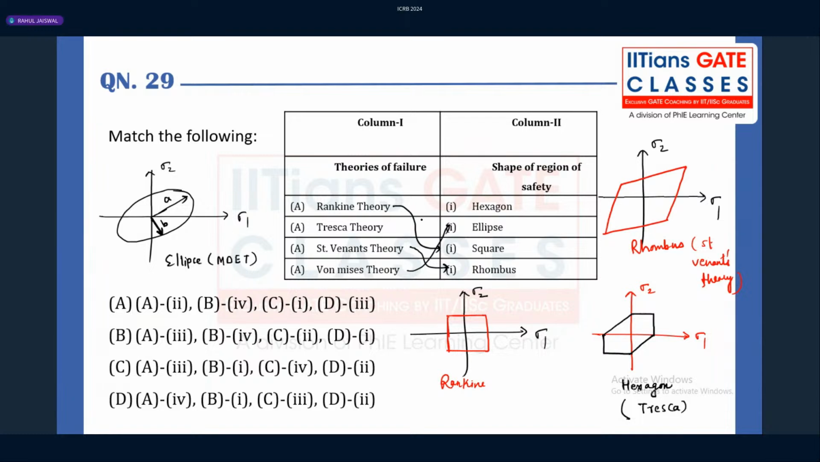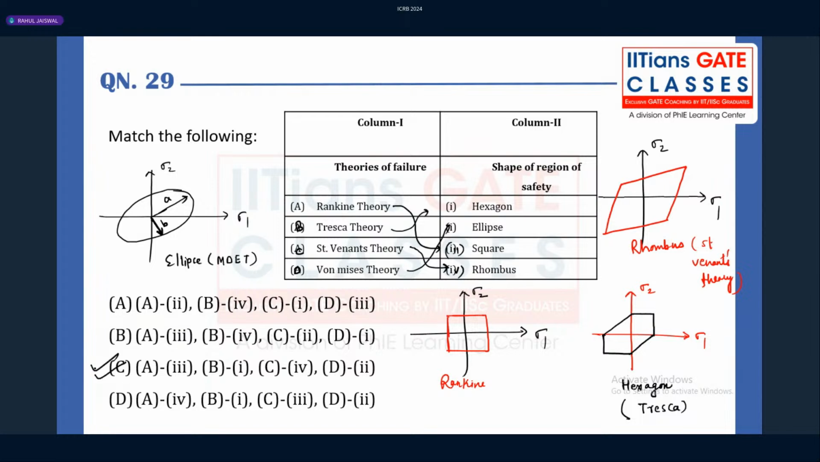So if you see the options, which option is correct? A is for what, guys? This is the third, and this is the fourth. A is for third. Then B is for what, guys? B is for Tresca's theory. What is the Tresca's theory? Hexagon. B is for the first, guys.